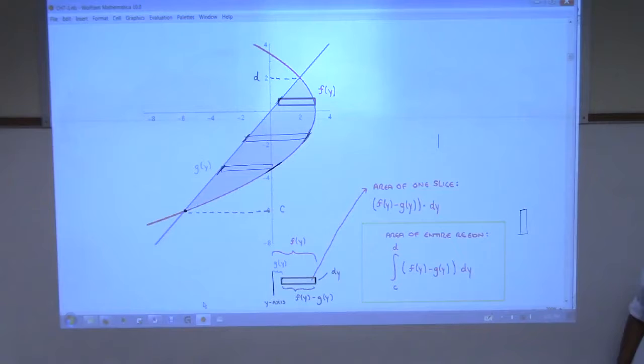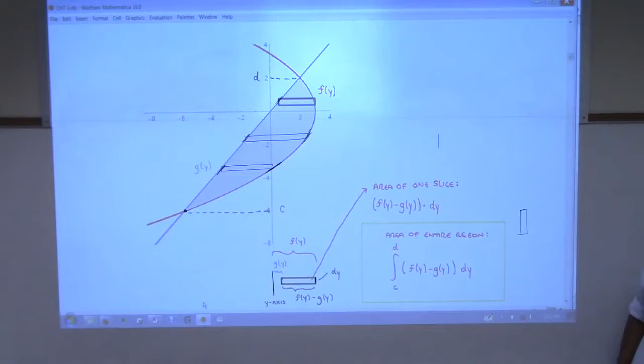So why am I rehashing all this? This is kind of obvious. You know this already, right? Well, because what we can do here is ask the question, is x a function of y? Not is y a function of x, but is x a function of y? So if I give you a y value, is there exactly one x? Imagine drawing lines here. I'm only going to hit this blue curve one time.